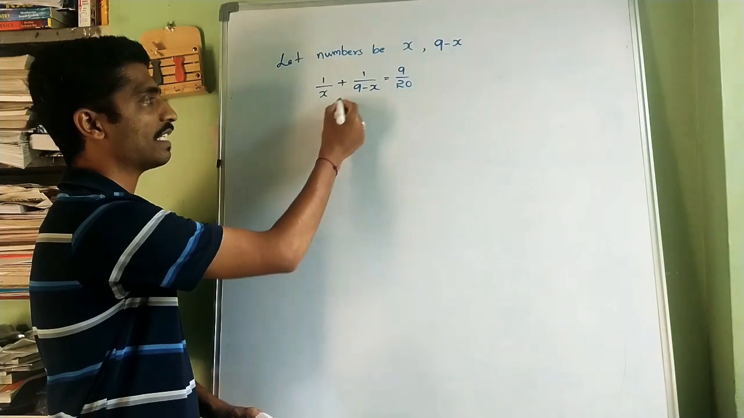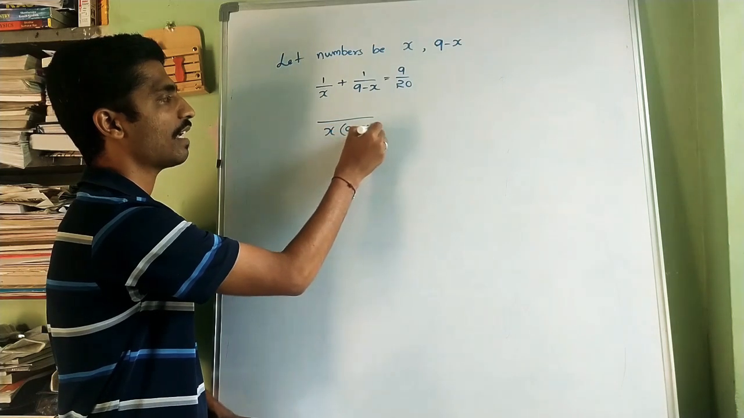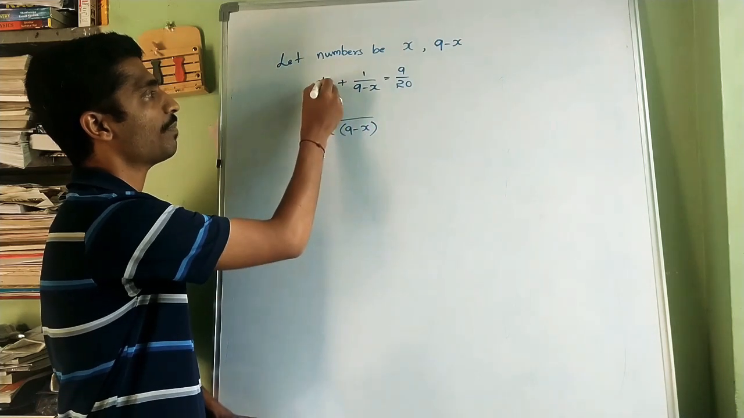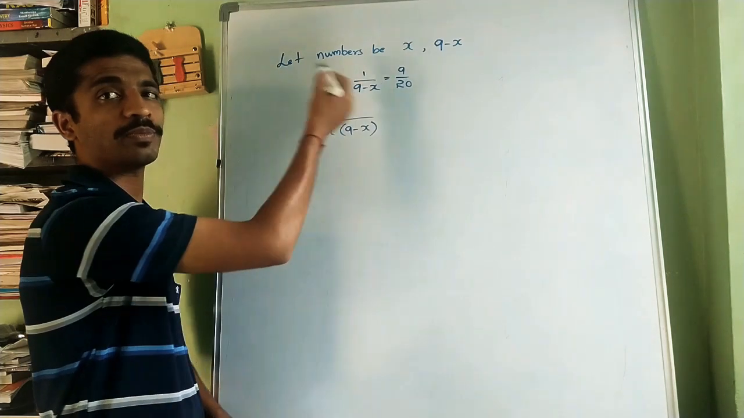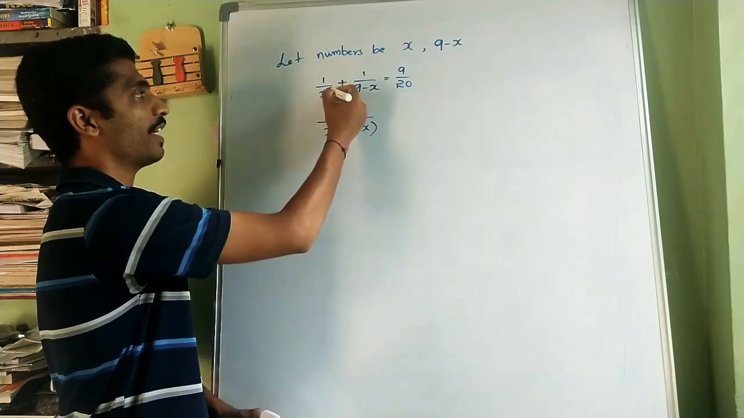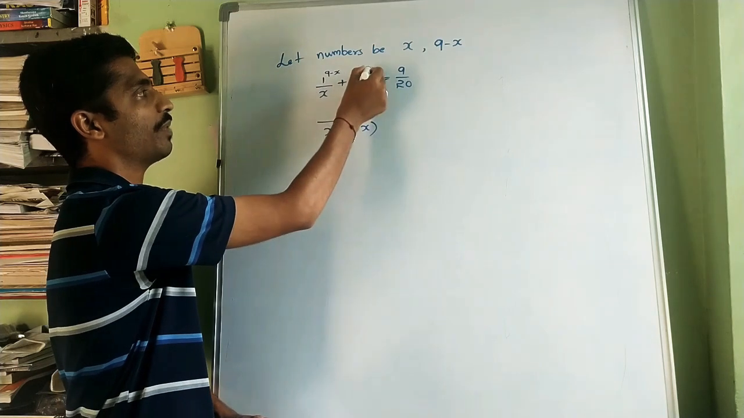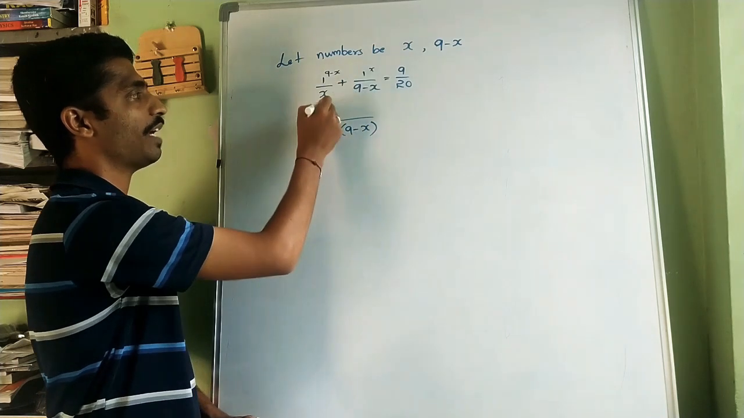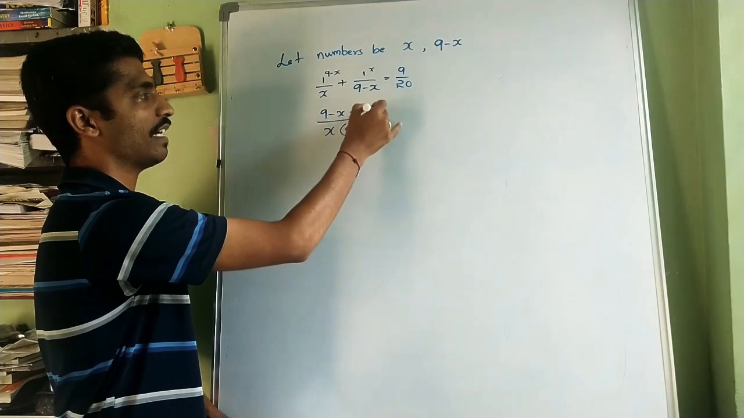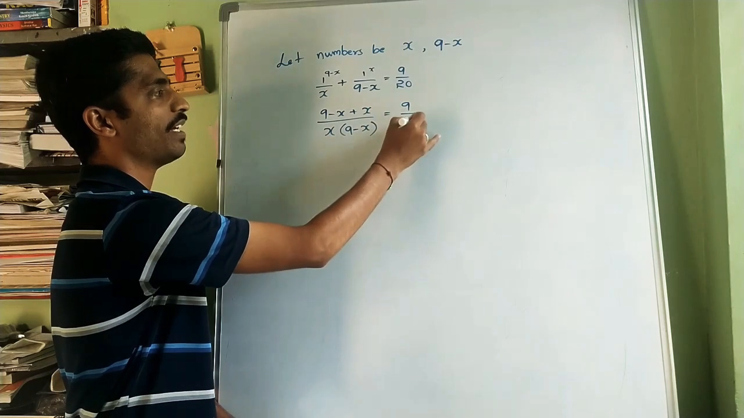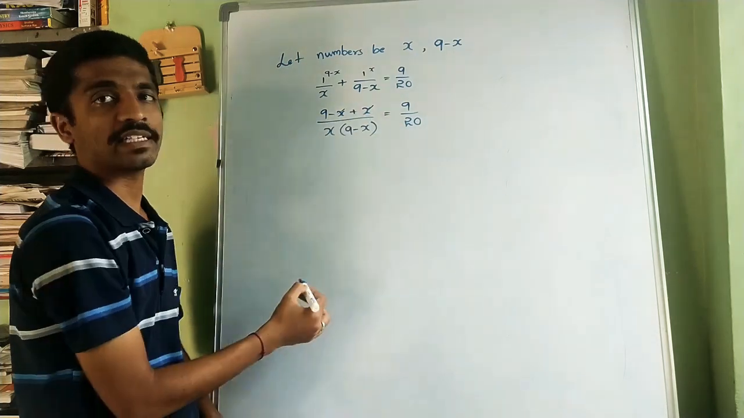So let's take the LCM here. It becomes x into 9 minus x, and multiply the first numerator with the next denominator and the next numerator with the first denominator. Okay. So here it will be multiplied with 9 minus x and it will be multiplied with x. So 1 into 9 minus x gives us 9 minus x only, plus 1 into x, equal to 9 by 20. So here minus x plus x get cancelled.